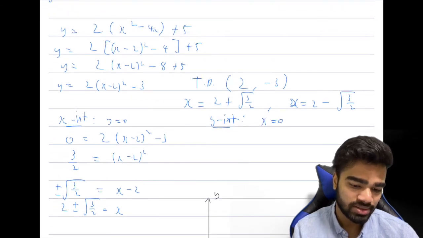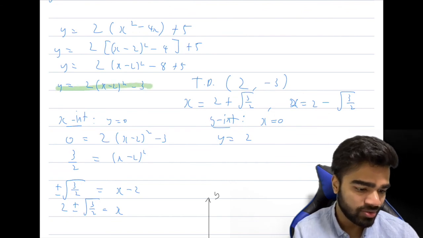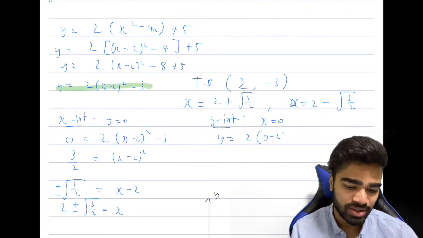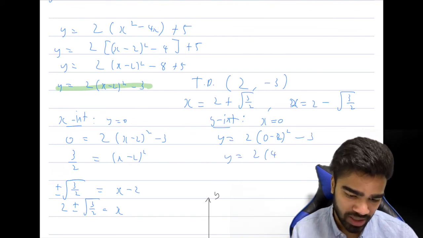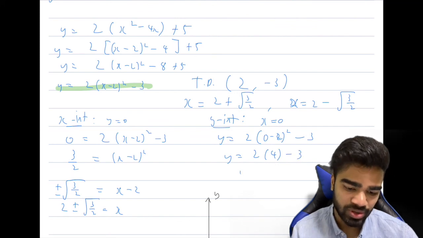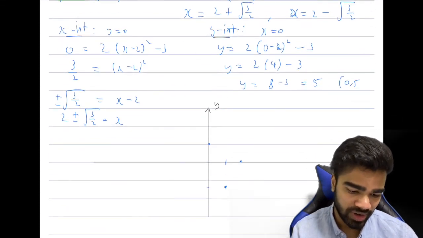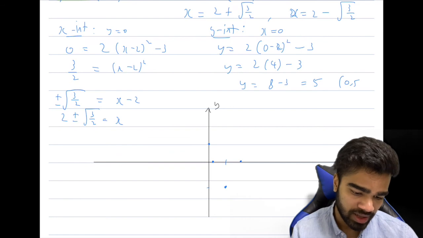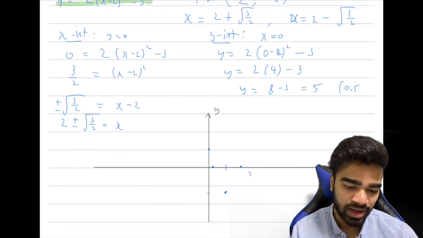Y-intercept. X equals 0. Right? So you have y is equal to 2. So again, I'm working off this equation, guys, because it's easier. So you have 2 times (0 minus 2) squared minus 3. So y is equal to pretty much 2 multiplied by 4, because -2 squared is 4, minus 3. Y is equal to 8 minus 3, which is equal to 5, like so. So your coordinates are 0 and 5. So 0, 5 is going to be up here. That means your other x-intercept will be here, roughly. And yeah, so label all of that.